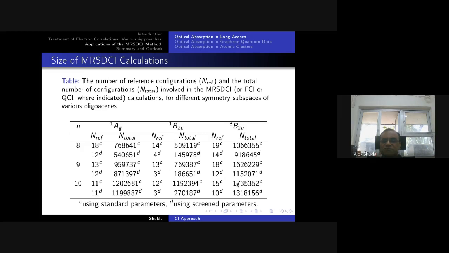And for triplet, because these are highly open shell configurations, the total number of configurations for decacene went almost close to 2 million. Okay, but in other calculations we went beyond, we approached 8, 9 million also. And so there are two types of calculations: standard parameters and screen parameters.